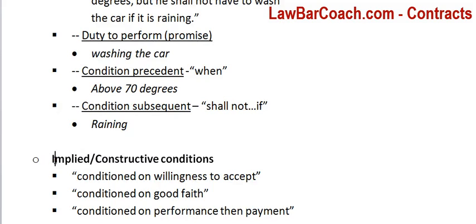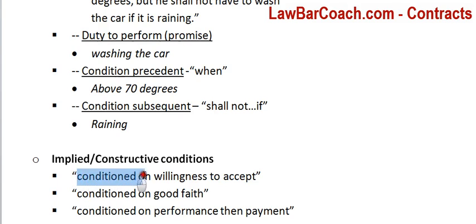Implied and constructive conditions. These are what we've talked about here, above 70 degrees, raining, and so forth. Those are explicit, they're expressed, they're written directly into the contract. But there are certain implied conditions and constructive conditions that a court will read in when it's otherwise not stated.